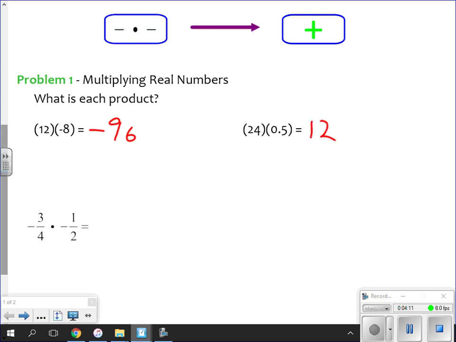12. I got 2 dozen eggs. I ate half of them. That means I have 1 dozen eggs left. And I'm really sick.